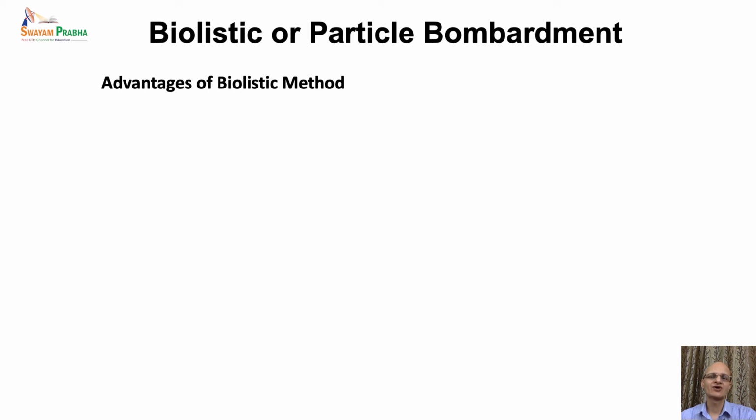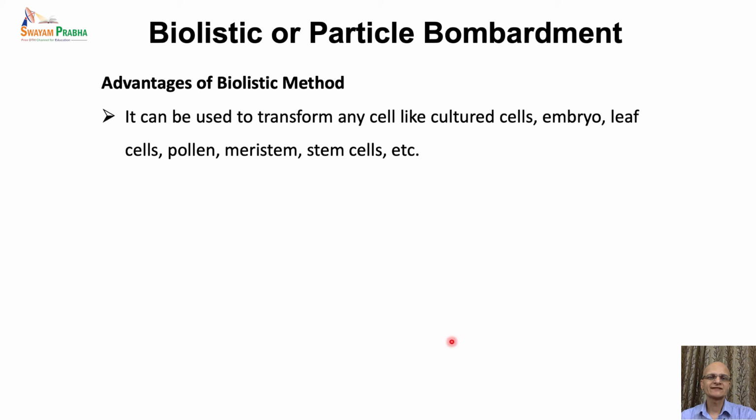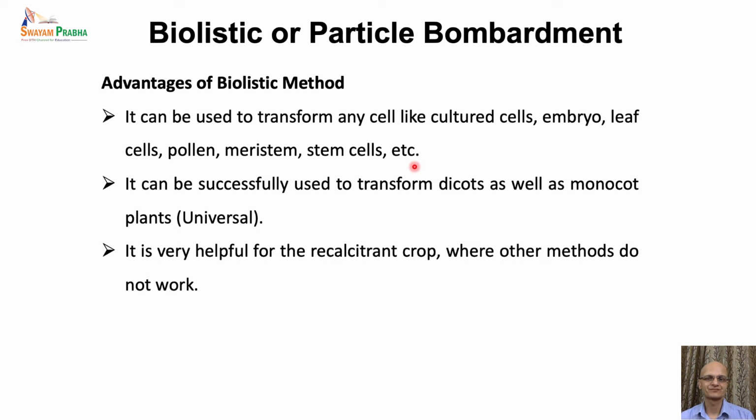So what are the advantages of this method? First is that it can be used to transform any type of living plant cells, irrespective of its origin or tissue type, like cultured cells, leaf cells, pollen, petals, meristems, embryos, and so on. So theoretically, any living plant cell can be transformed using biolistics. It can be successfully used to transform dicots as well as monocot plants. So technically, the method can be used to transform all the plant species that exist. So it is not limited to any particular group of plants.